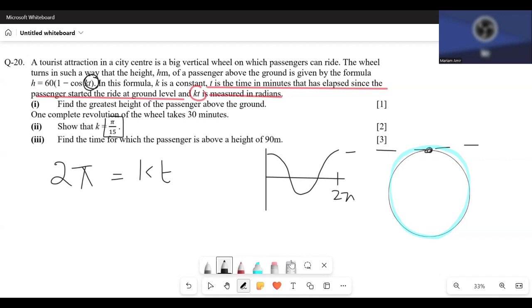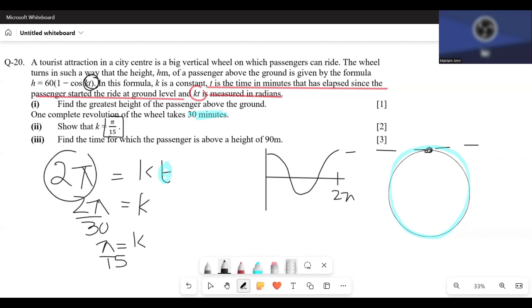Now we already know the value of t. It is 30. I'm going to replace t with 30. So k is equal to 2 pi upon 30, which gives k equal to pi upon 15. That's how we get pi over 15. We equate the period to the value in the equation that represents the period, which is always the input of cos. So that's going to be kt, and t is already given in one complete revolution. It's 30 minutes. So that's how we get pi upon 15.